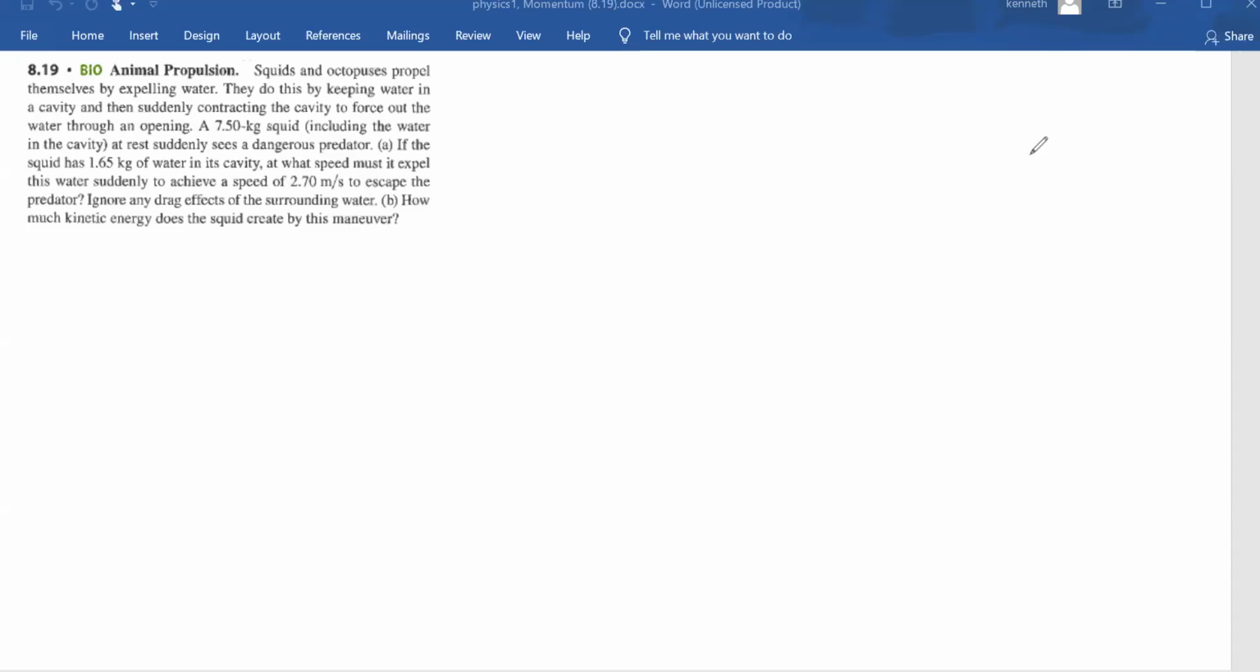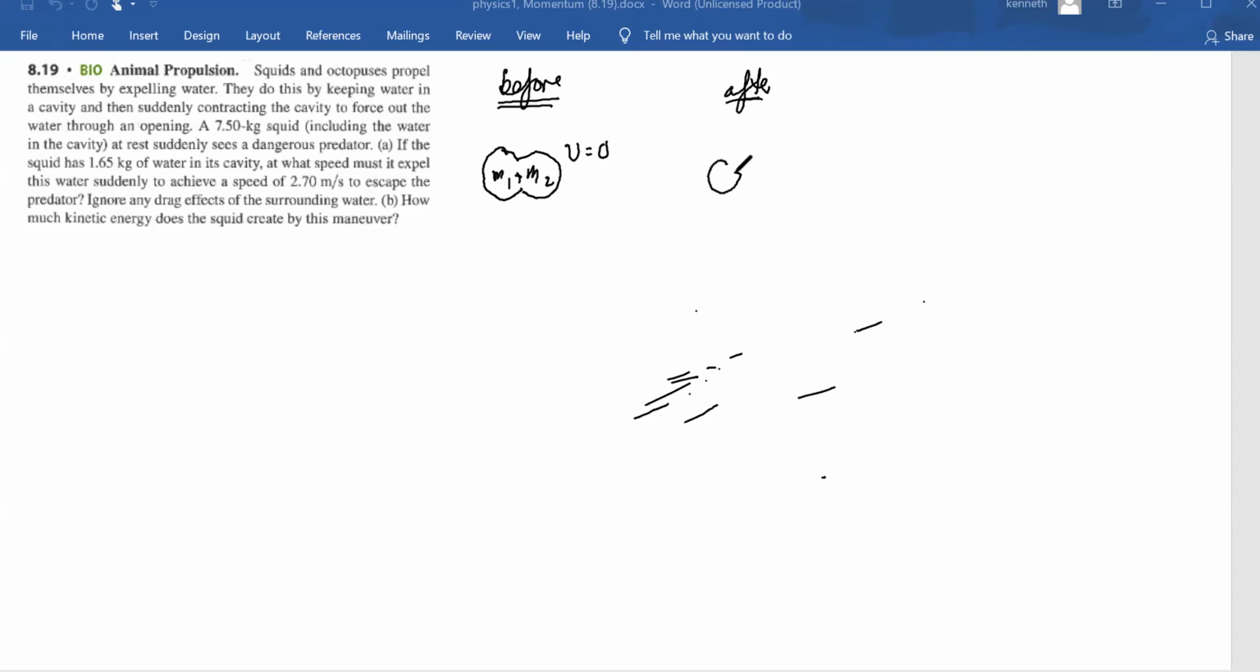So the before state looks like this. The squid himself or herself and the water, total mass, velocity for the system is zero, total mass is that, and the after state looks like this: one of these will be the squid, the other will be the water, and they go off in opposite directions, M1, V1, M2, V2, right.